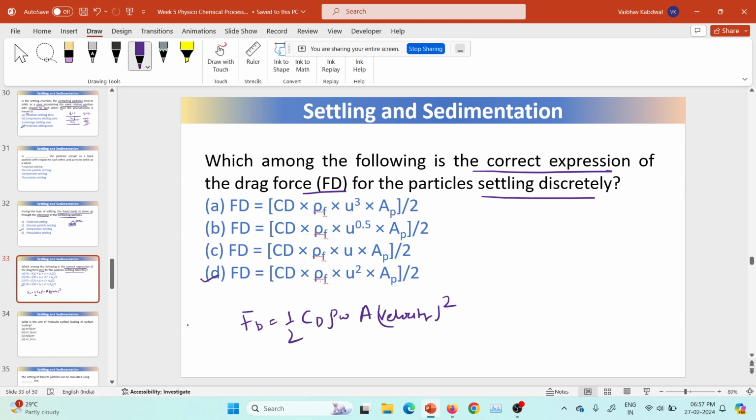Drag force is nothing but, if you travel in any medium, let's say air or water, there is a force due to the fluid which exerts force on the surface in the opposite direction of the flow. That force is called drag force.